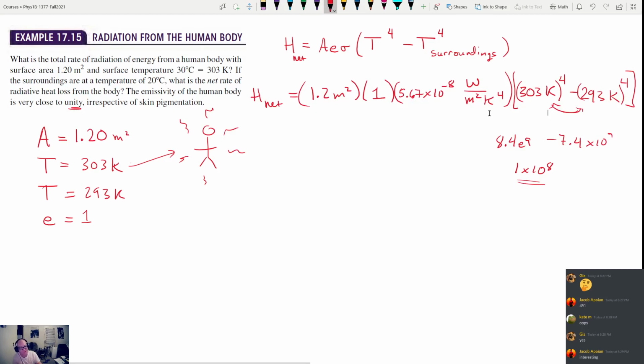Anyway, I like numbers. Okay, so what do you get if you calculate this out? You're going to get 1.2 times 1 times 5.67 times 10 to the negative 8, and then times this temperature difference, so 303 raised to the 4th power, minus 293 raised to the 4th power. I got 72.